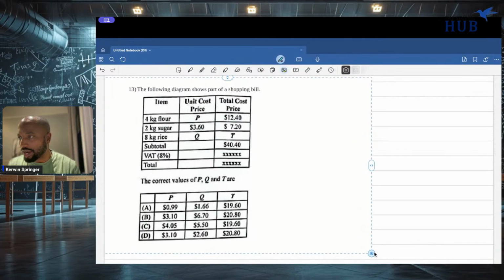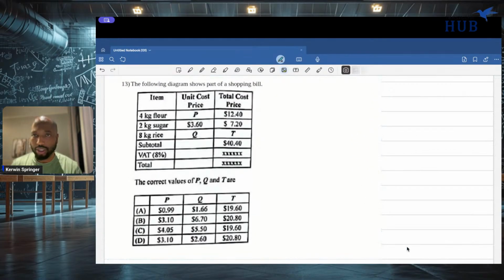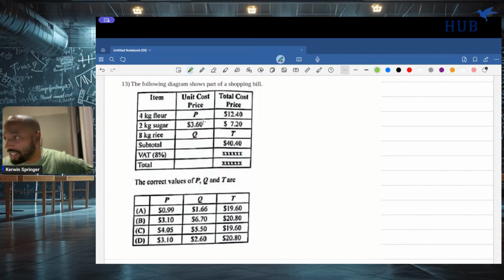The following diagrams show part of a shopping bill. Basically, find the correct values of P, Q, and T. P is 4 kilograms of certain flour. The unit price has to be a little less than 3. Let's try a little more than 3. A little more than 3. So we're looking at this one or this one. Q, T. All right, T.